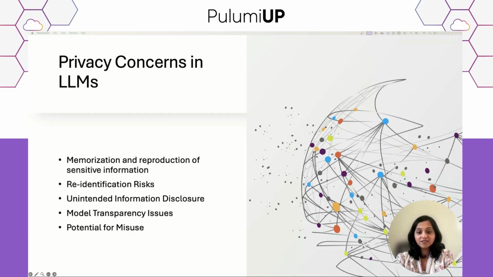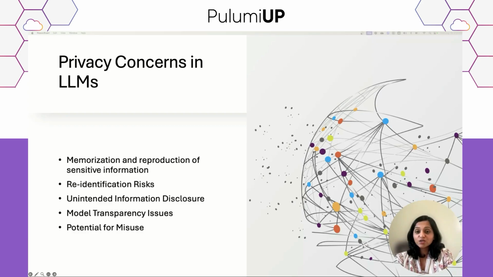Third on our list is unintended information disclosure. LLMs can sometimes make connections or inferences that reveal more than intended. For example, an LLM might deduce and share confidential business information based on patterns it's learned, even if that specific information wasn't in its training data.